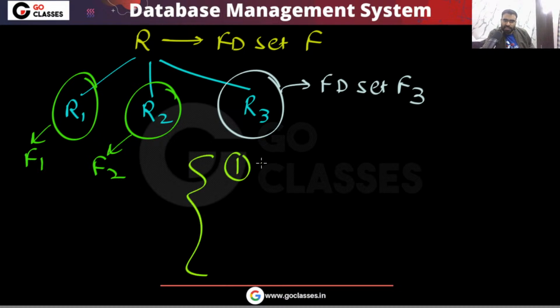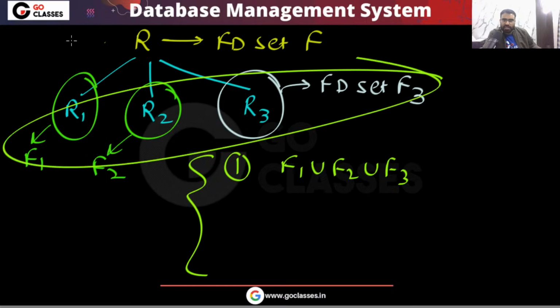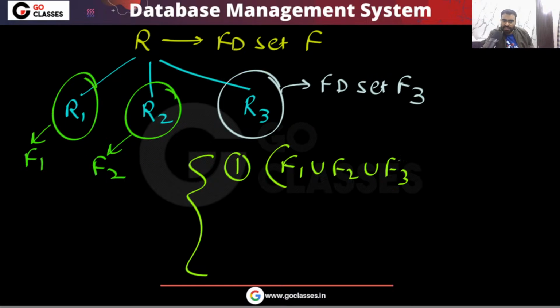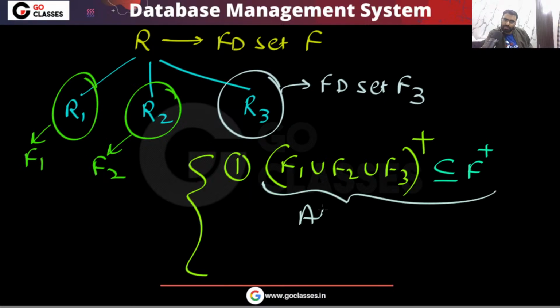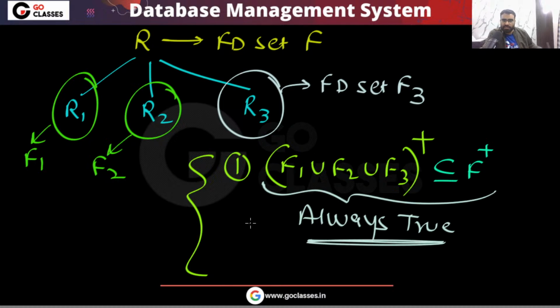The first case that will always happen is this: if you do F1 union F2 union F3, if you combine all the functional dependencies of the decomposed relations and then find the closure, that will always be a subset of F closure. This will always happen. Please understand, this equation is always true. Is this point clear?